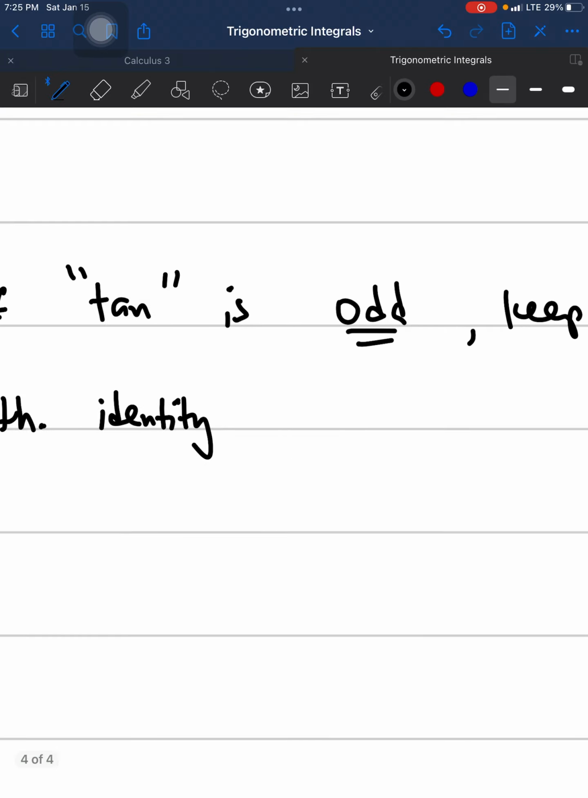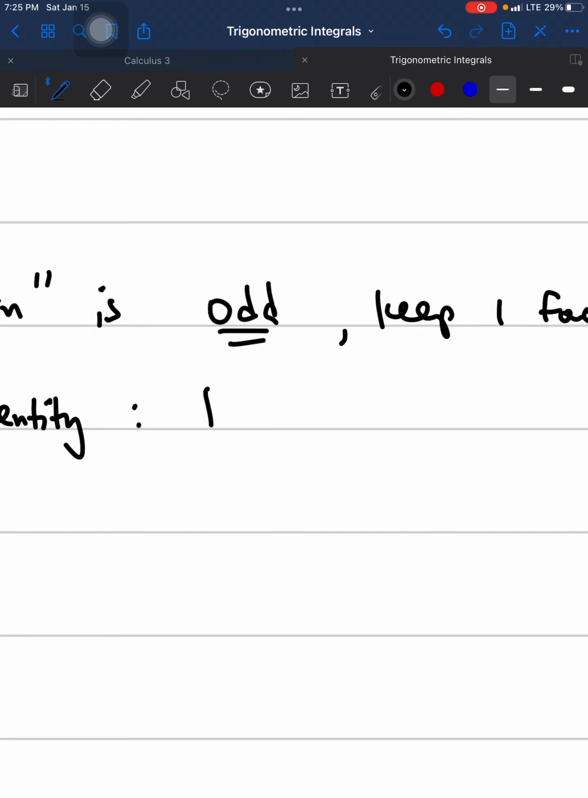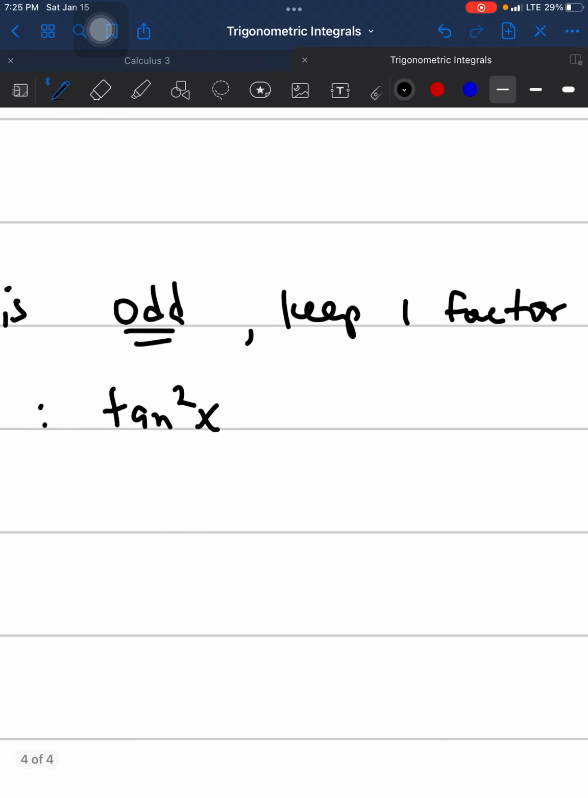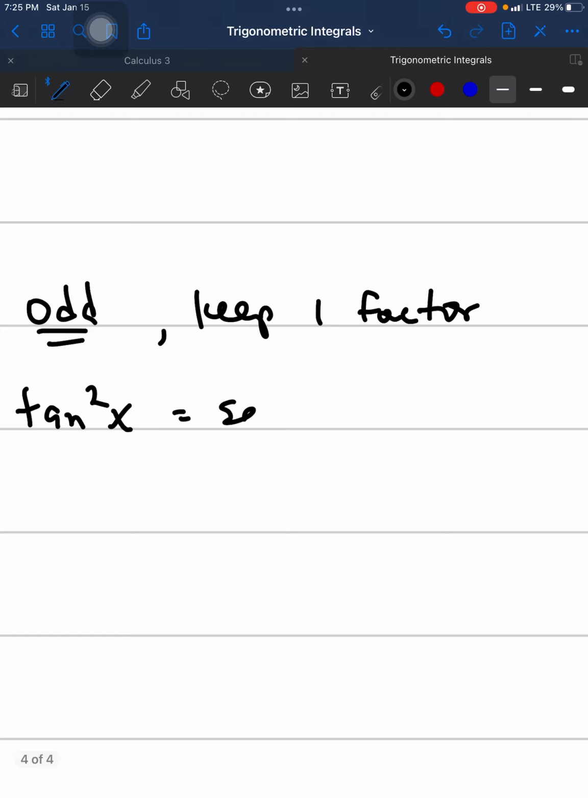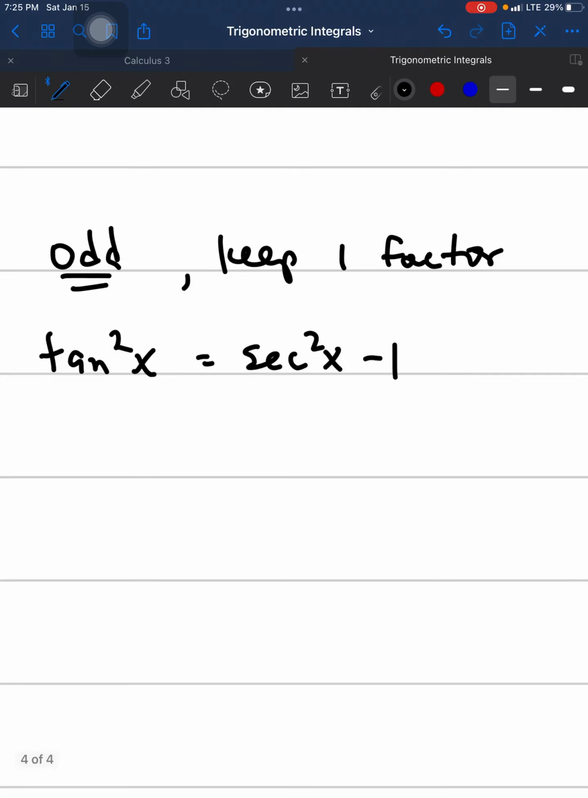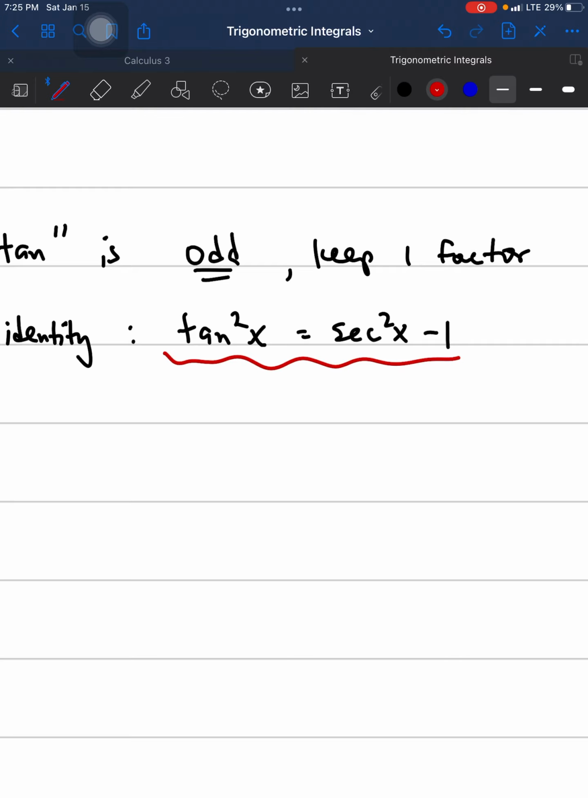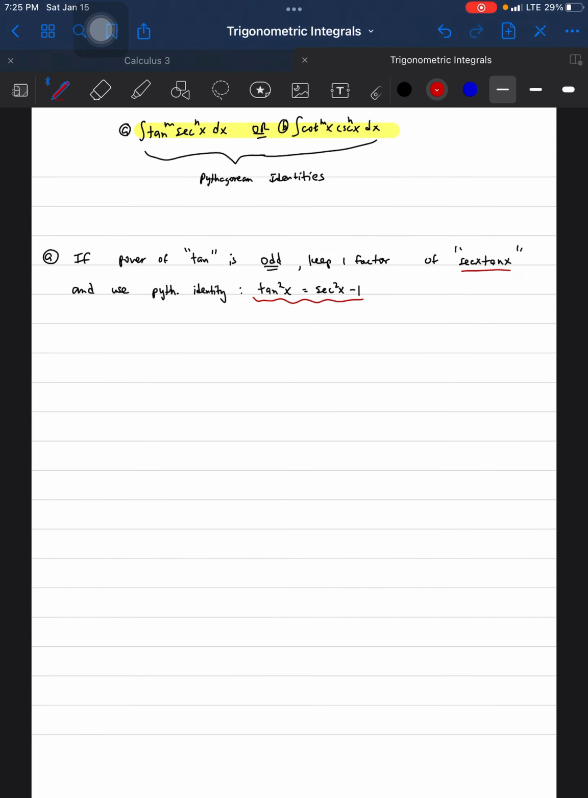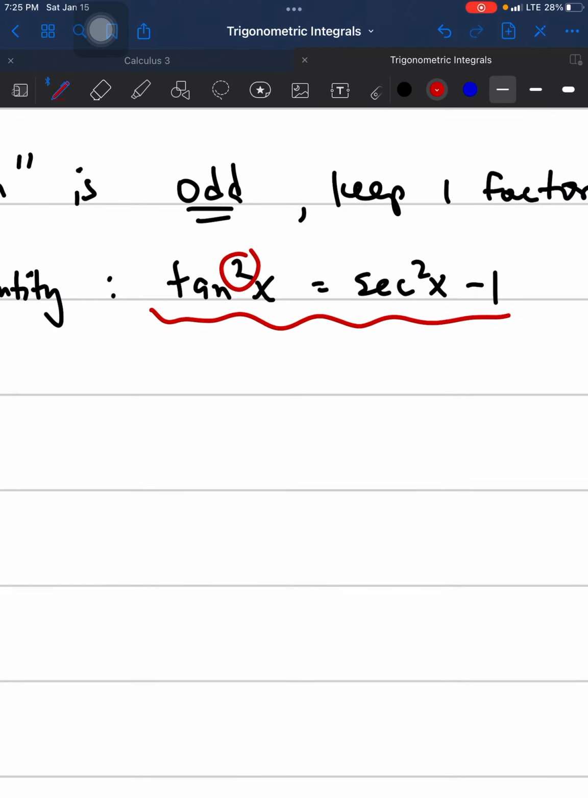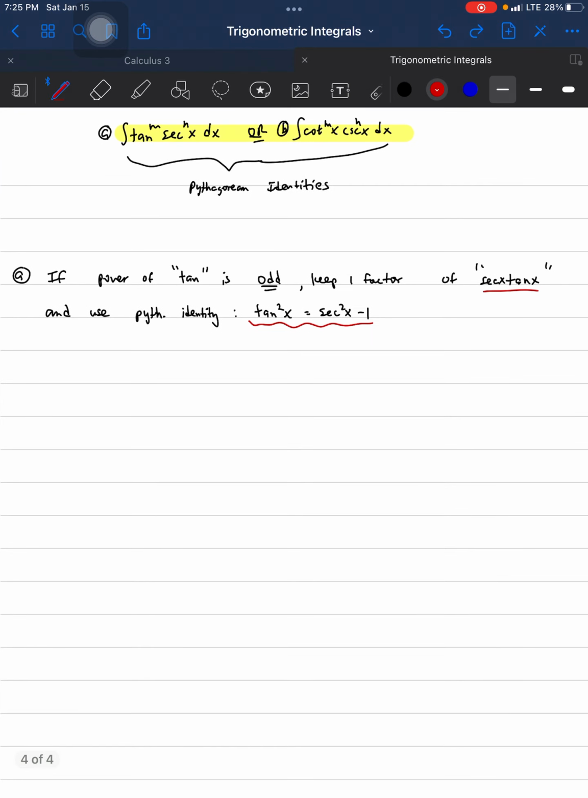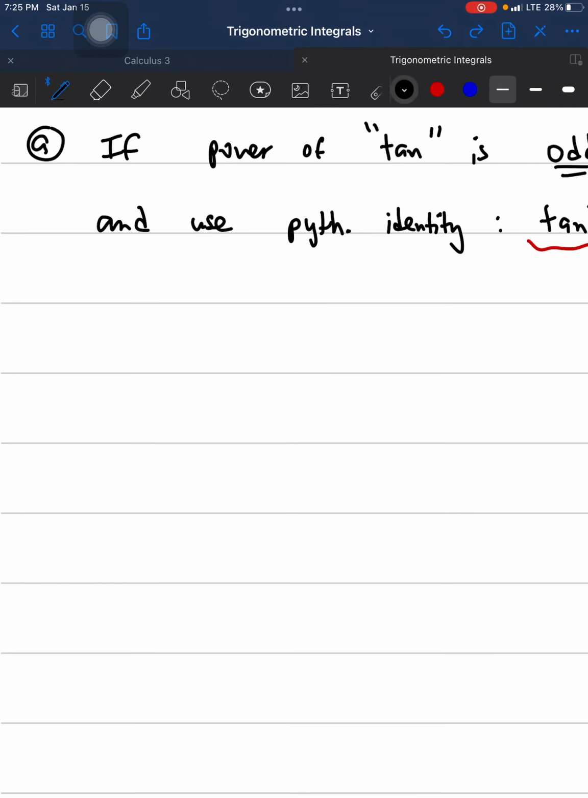So I'm just going to write Pyth identity, and this identity is for tangent squared x. So tangent squared x is equal to secant squared x minus 1. So this is the Pythagorean identity we're going to have to use. So whenever you see tangent is odd, the power is odd, keep one factor of tangent x, secant x, and then use the Pythagorean identity. So you want to make sure we get at least a square for tangent, so we can substitute and make everything in terms of secant.